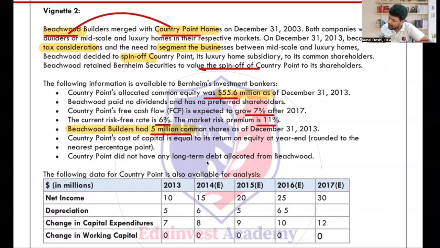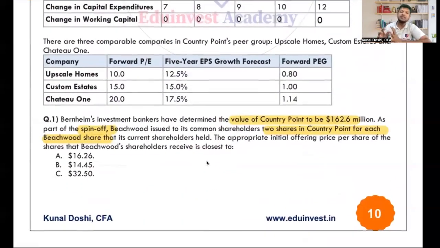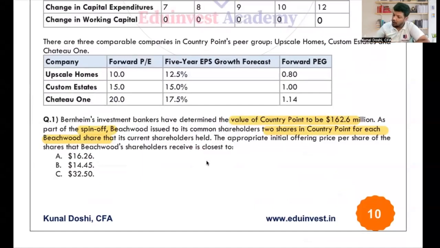Now, they have asked me, each Beechwood shareholder, how many shareholders did Beechwood have? Beechwood had 5 million, correct? So they are saying after the spin-off, the spinnee company's shareholder is nothing but the spinner's, isn't it? So, at what rate are the shares going to be allocated? They said Beechwood issued its common shareholders 2 shares in Country Point for each share in Beechwood.